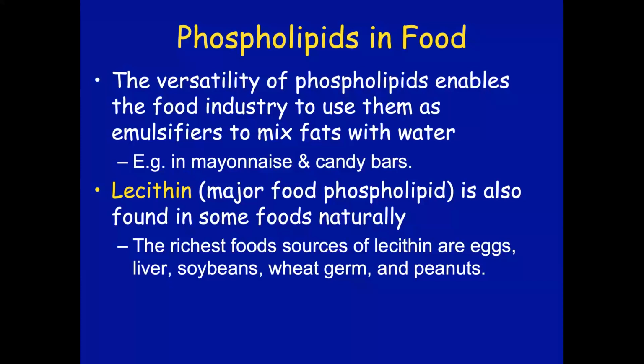A major phospholipid in terms of the food industry is going to be lecithin. It will also be found in some foods naturally, and that lists the richest sources of lecithin. Eggs are great sources of that.